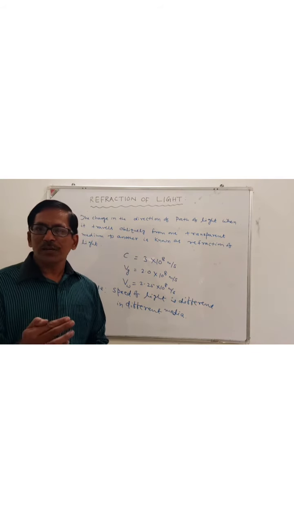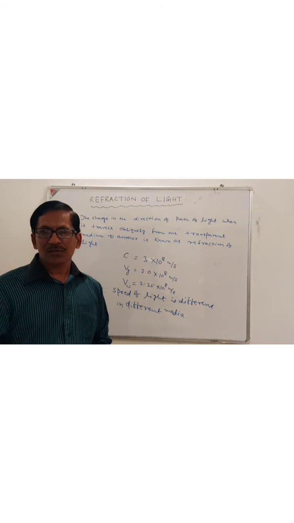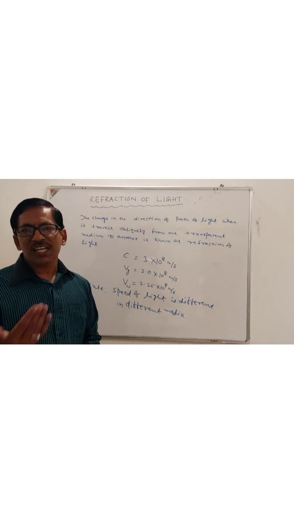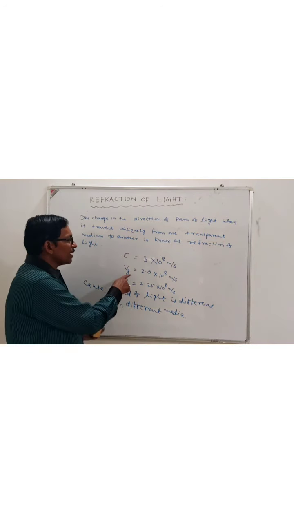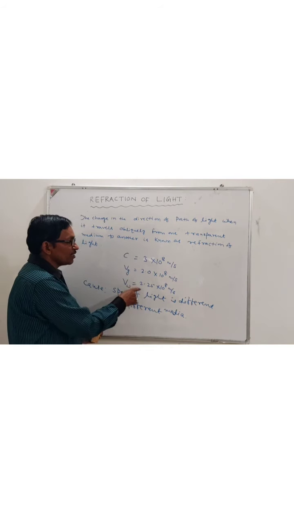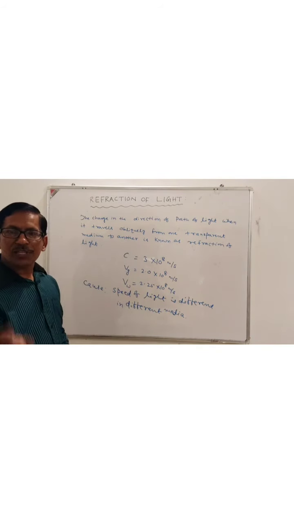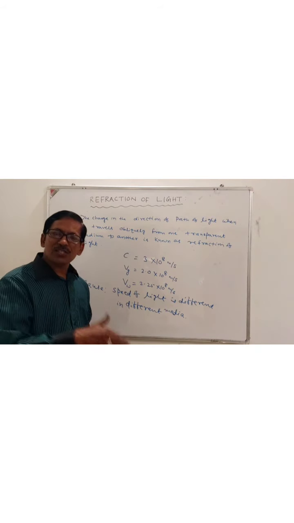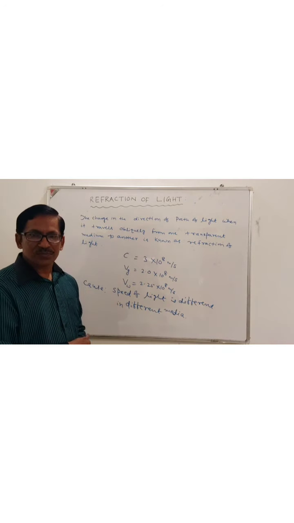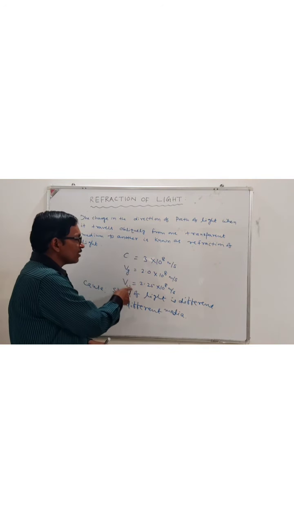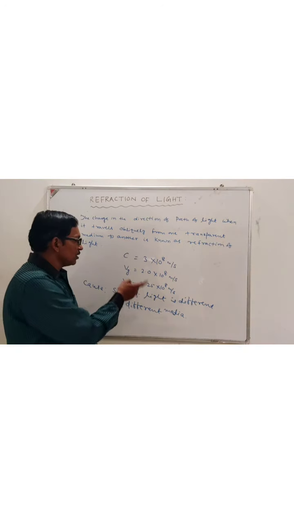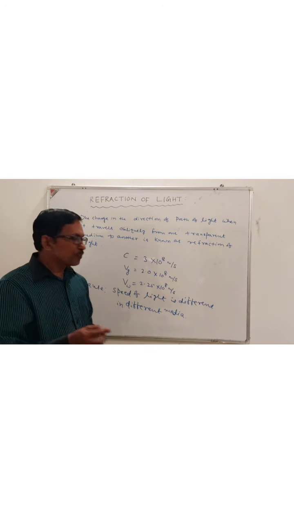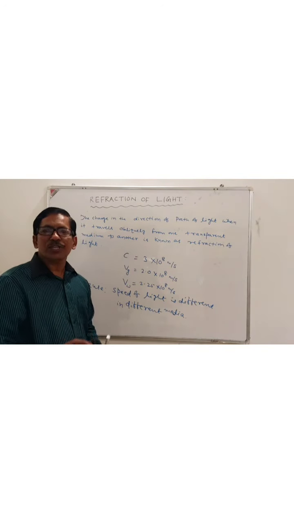If you compare two media like water and glass, one medium is called the rarer medium and the other is called the denser medium. You know the speed of light in glass is this much, and the speed of light in water is this much. The medium in which the speed of light is more is called a rarer medium in comparison to the other one. So if you compare glass and water, the speed of light is more in water in comparison to glass. So here glass is the denser medium and water is the rarer medium.